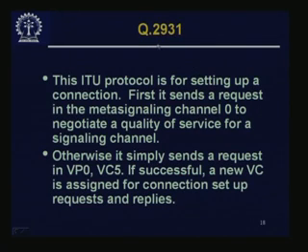Now, let us see what is Q.2931. We will obviously not go into this, as you can imagine the protocol is once again quite complex. We will just touch some aspects of it. This is an ITU protocol for setting up a connection. First it sends a request in the meta signaling channel 0 to negotiate a quality of service for a signaling channel. Okay.